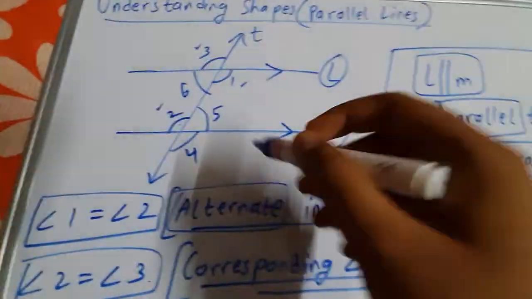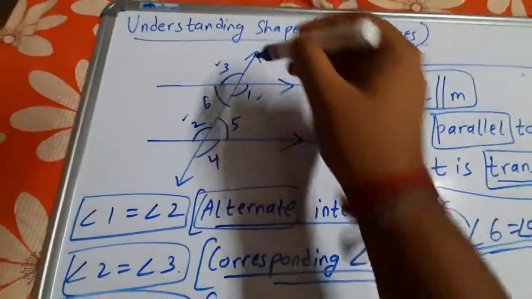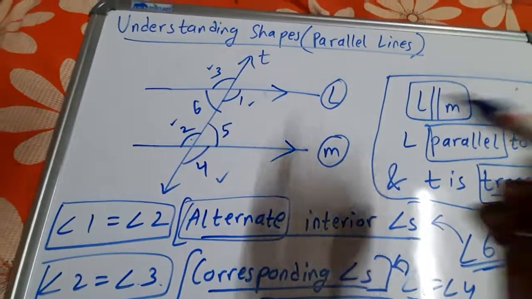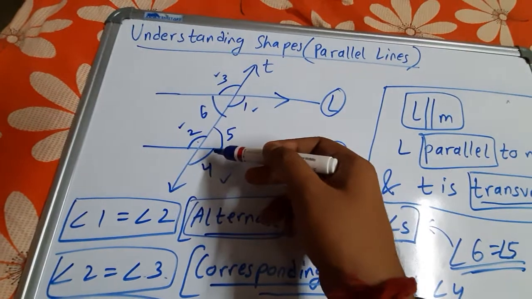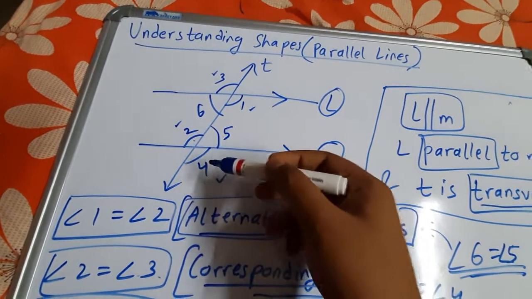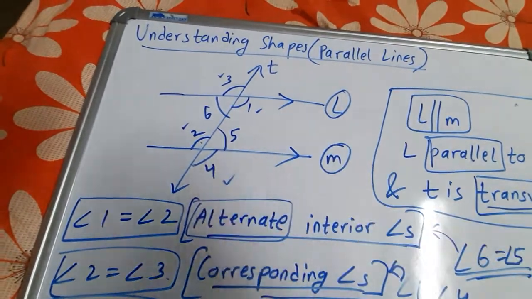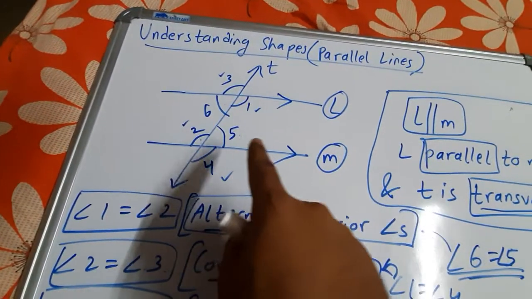over here, angle 3 and angle 4. See, angle 3 and angle 4, consider both of them. See, 3 is outside the parallel line, that is on the upper part of the parallel line, and 4 is on the down side of the parallel line, okay, that is on the bottom part of the parallel line.